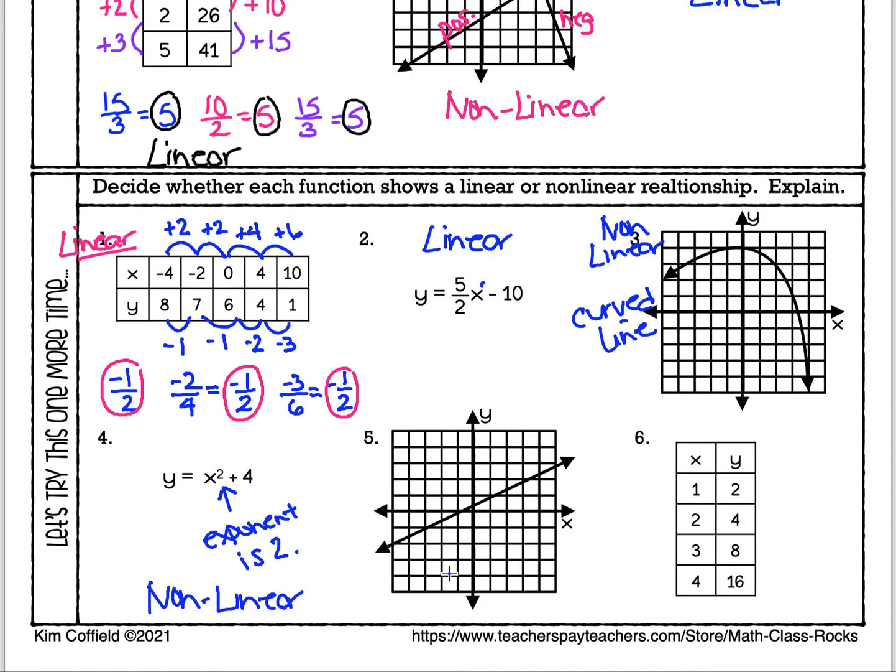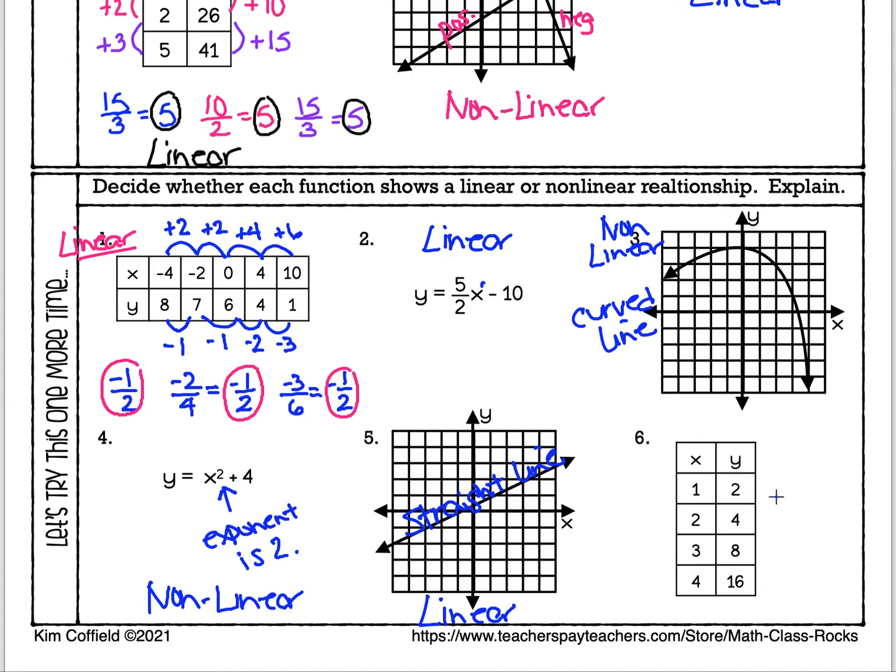Number 5, got myself a nice straight line here, a continuous straight line. There's no zigzags, there's no curves, there's nothing, right? This is a perfectly straight line. It's continuous. So this is linear for sure.